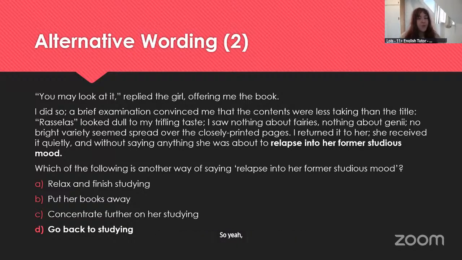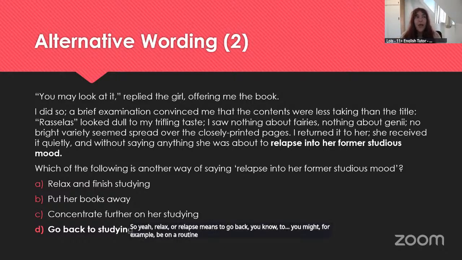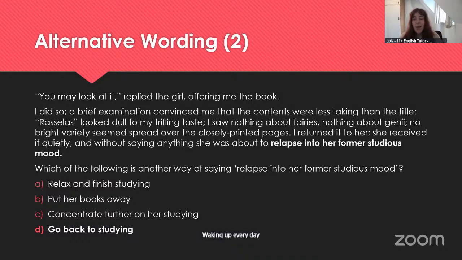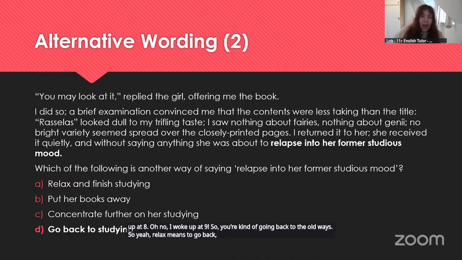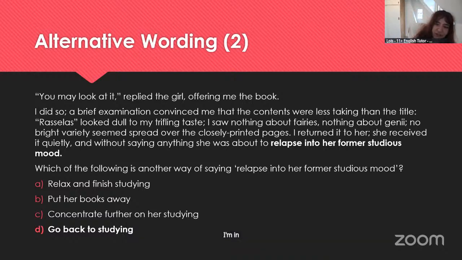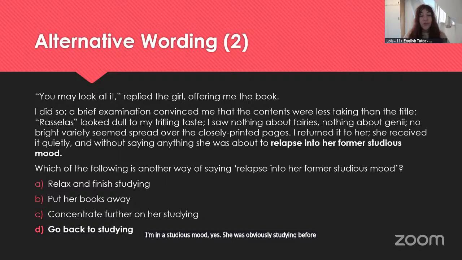So yeah, relapse means to go back. You might, for example, be on a routine where you're waking up every day at 6 a.m. and you're like, this is my new routine. And then if you relapse, that might mean, oh no, I woke up at 7. Oh no, I woke up at 8. Oh no, I woke up at 9. So you're kind of going back to the old ways. So relapse means to go back. And then her studious mood, yes, she was obviously studying before Jane came along and asked for the book. So well done, those of you who got that correct.